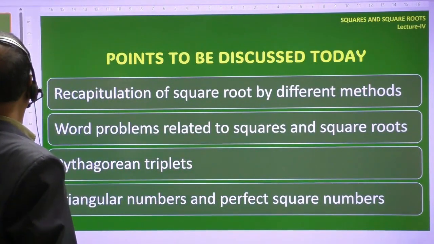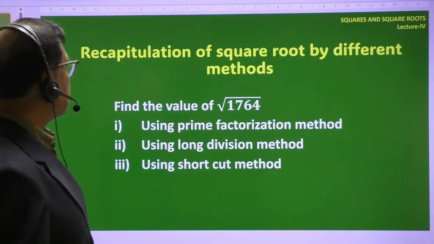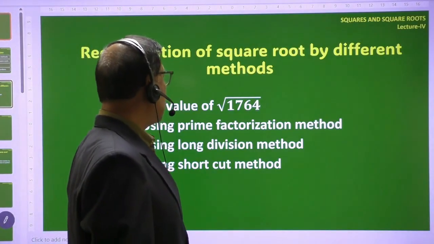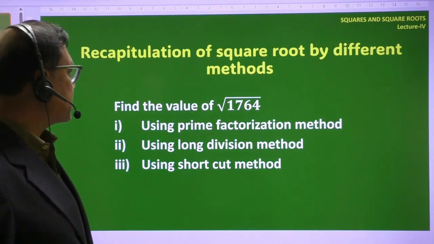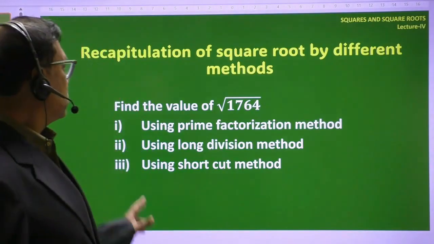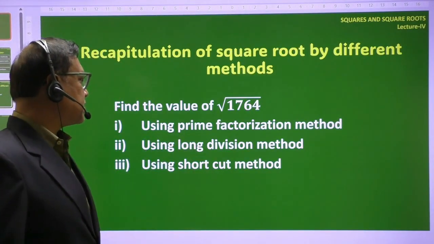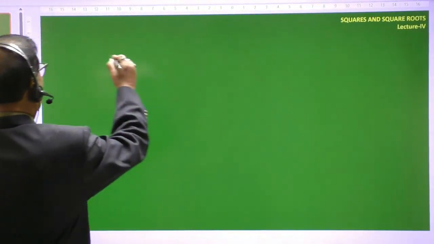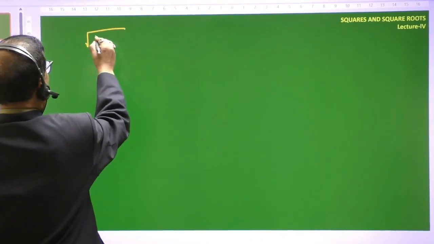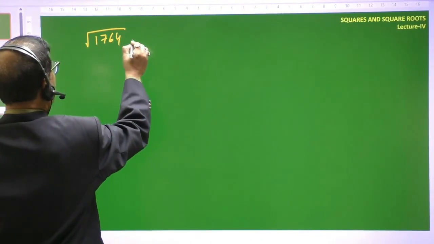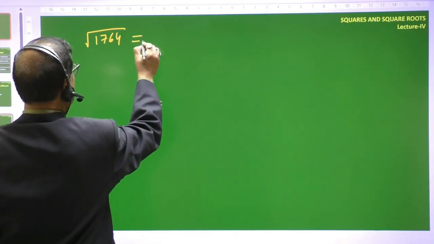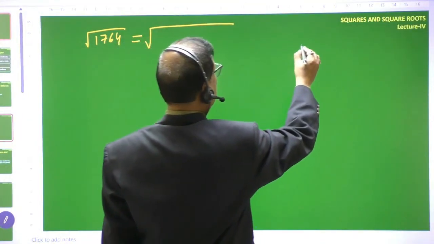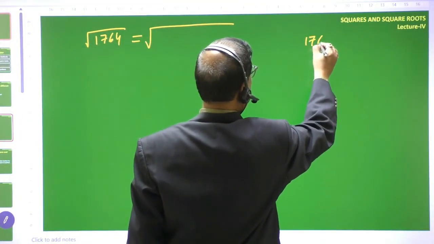Now, first point, recapitulation of square root by different methods. Find the value of the square root of 1764. First method, using the prime factorization method. Square root of 1764 using the prime factorization method. That means we have to express this number as a product of prime factors. So what are the prime factors?